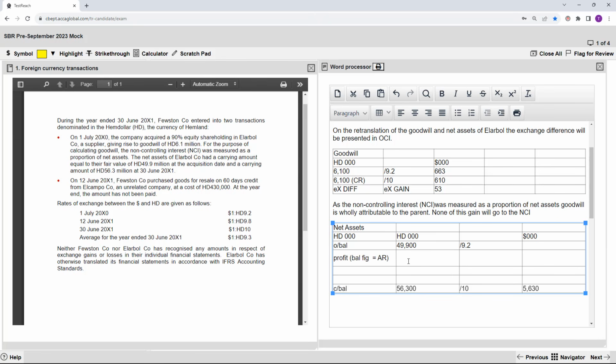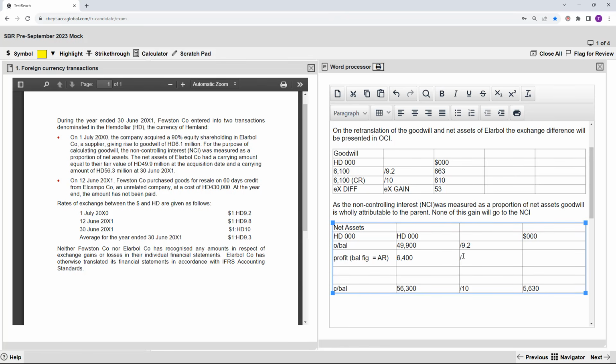And you don't need a calculator, surely. You can see that that's nearly 50,000. So that's 6,400, is the profit for the year. Now that profit for the year is translated at the average rate. We're making the big number smaller. The average rate for the year is 9.3.